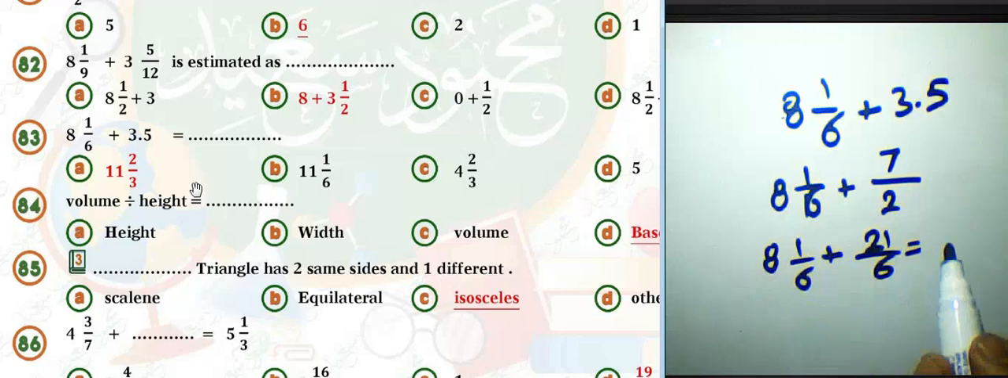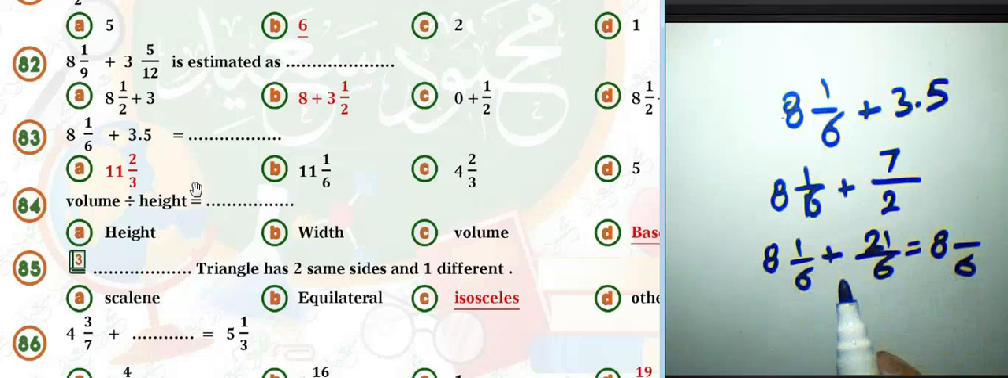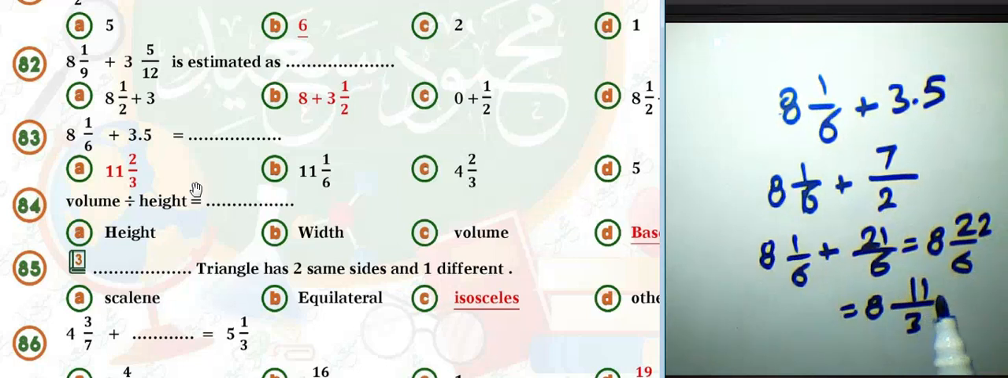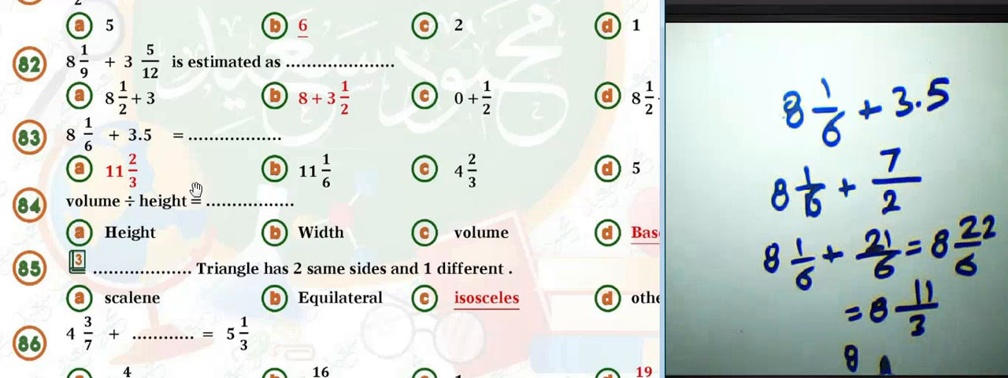We can add them, write 8 here and 6 in the denominator. 21 plus 1 equals 22. Write 22. You can simplify this number by dividing by 2. 6 divided by 2 equals 3. 22 divided by 2 equals 11. 11 divided by 3 equals what? 11 divided by 3 equals 3 and the remainder 2.